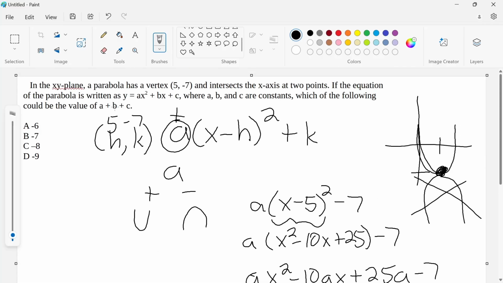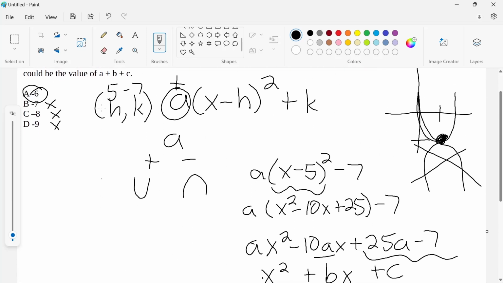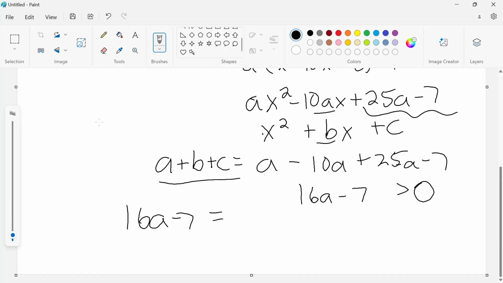Well, look at the answer choices. It can't be minus 7. It can't be minus 8. It can't be minus 9. It must be minus 6. If you want to prove it, do 16a minus 7, and then I could say that's a plus b plus c. Let me try equals minus 7. Well, if I add 7 to both sides, 16a equals 0, a equals 0. But a has to be positive.